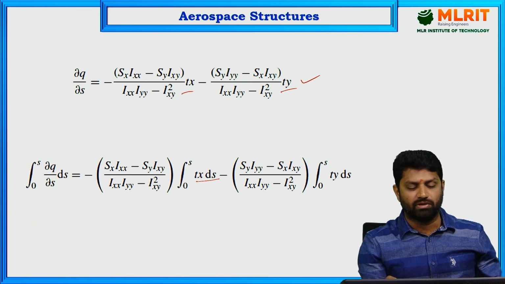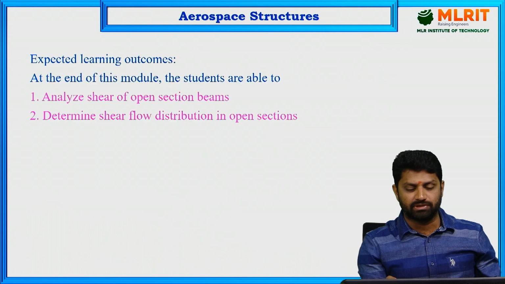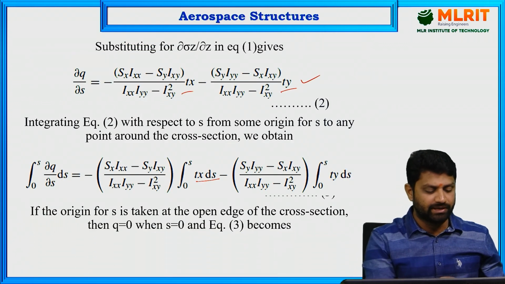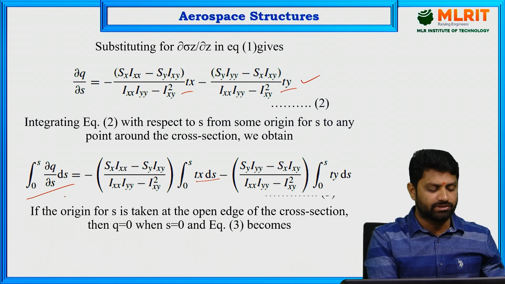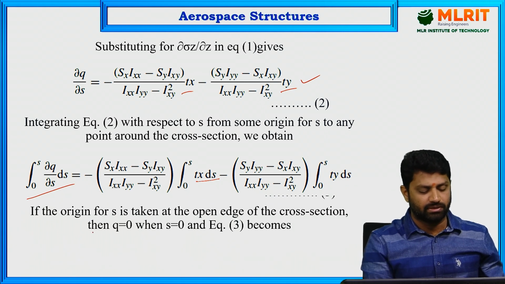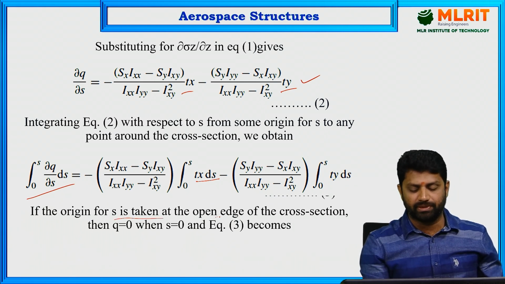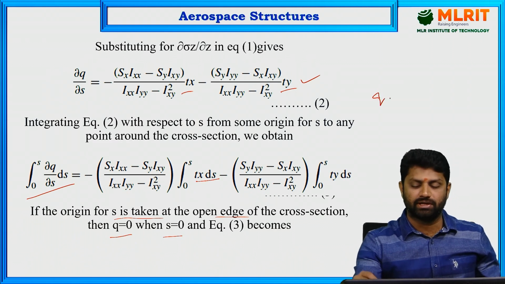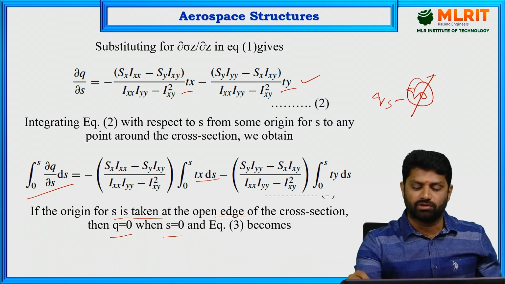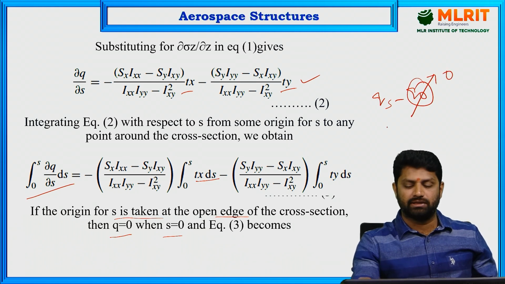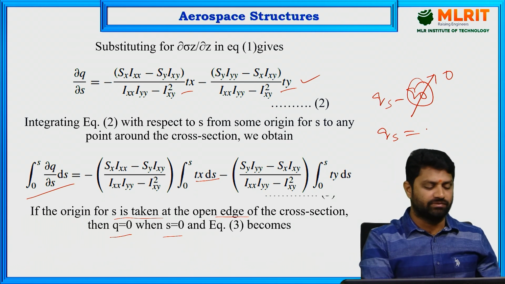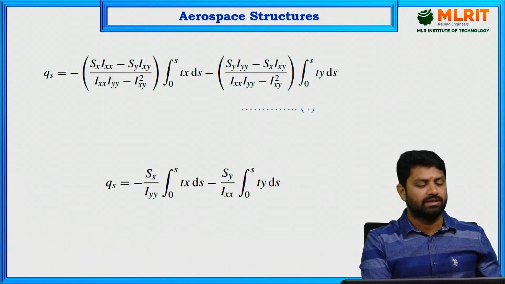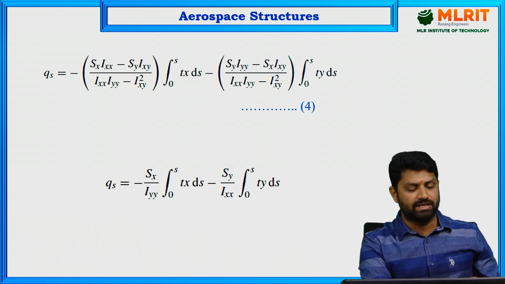And one more thing you can understand here from the previous one. When you integrate the left term, you are going to get the integration of q, if the origin for s is taken at the open edge of the cross section. So q equals 0 when s equals 0. So this equation becomes qs minus q naught on the left side, but this q naught for the open section beam you can consider as 0, and then you are left with only qs on the left side of this equation after integration. So by writing that, qs is equal to minus Sx Ixx, and you are going to get the equation.